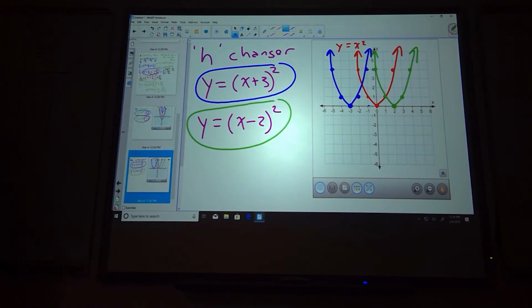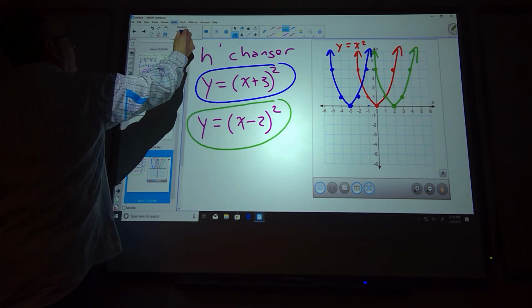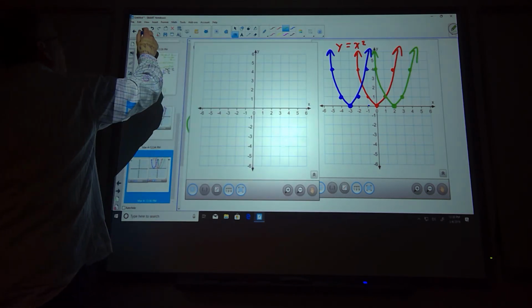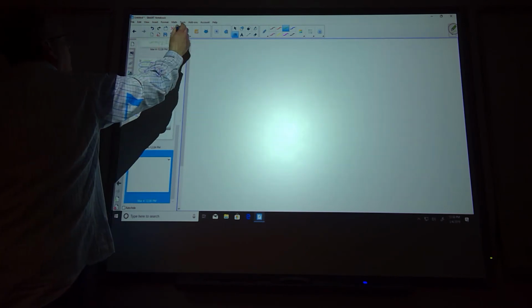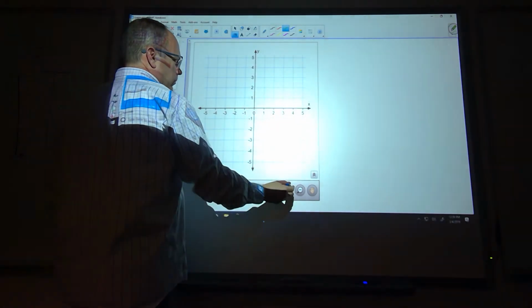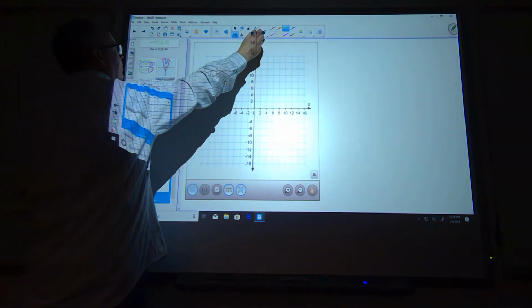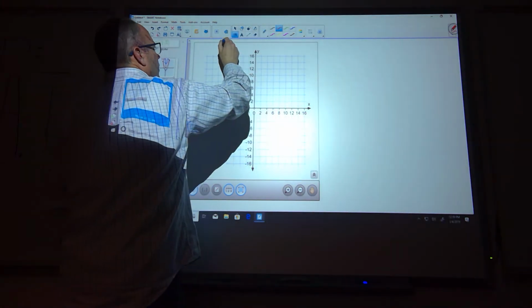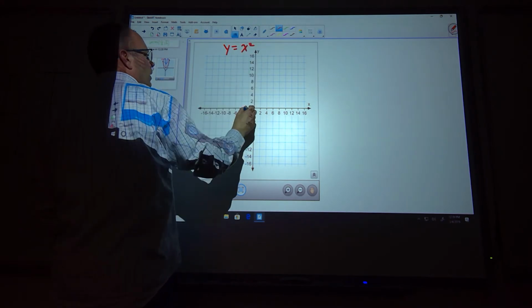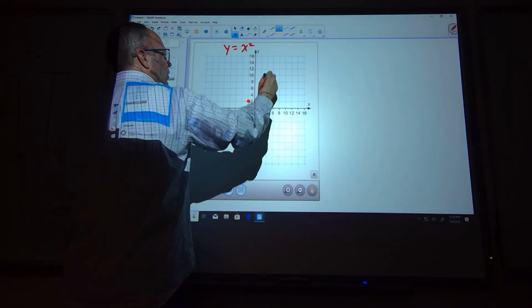And then let's look at the A changer. The A changer is the thing that changes your pattern graph. All right, so I'm going to graph y equals x squared. That's our most basic. And recognize that we're plotting by 2's.